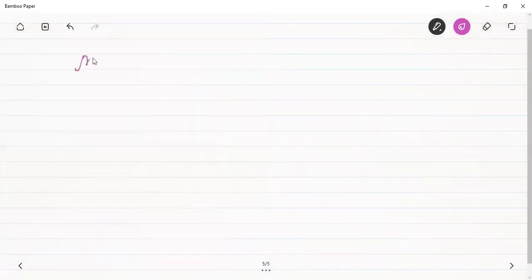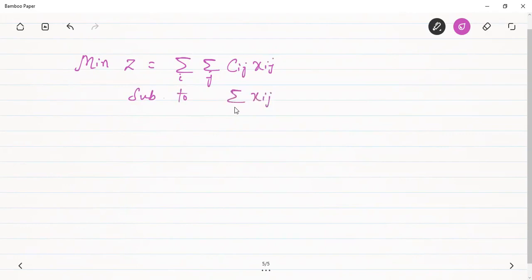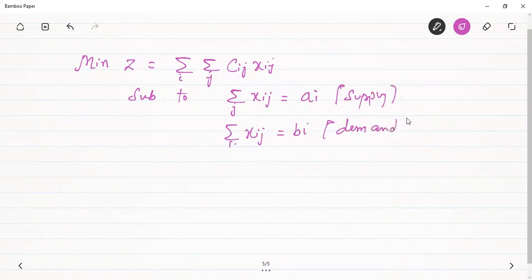If I write the problem again here, minimize z equal to summation over i, summation over j of Cij multiplied by Xij. What we have to minimize is the total cost, and that total cost is this. The constraints are, subject to, summation over j of Xij should be equal to Ai. This is the supply constraint. Summation over i of Xij should be equal to Bj. This is the demand constraint. And Xij should be greater or equal to 0.